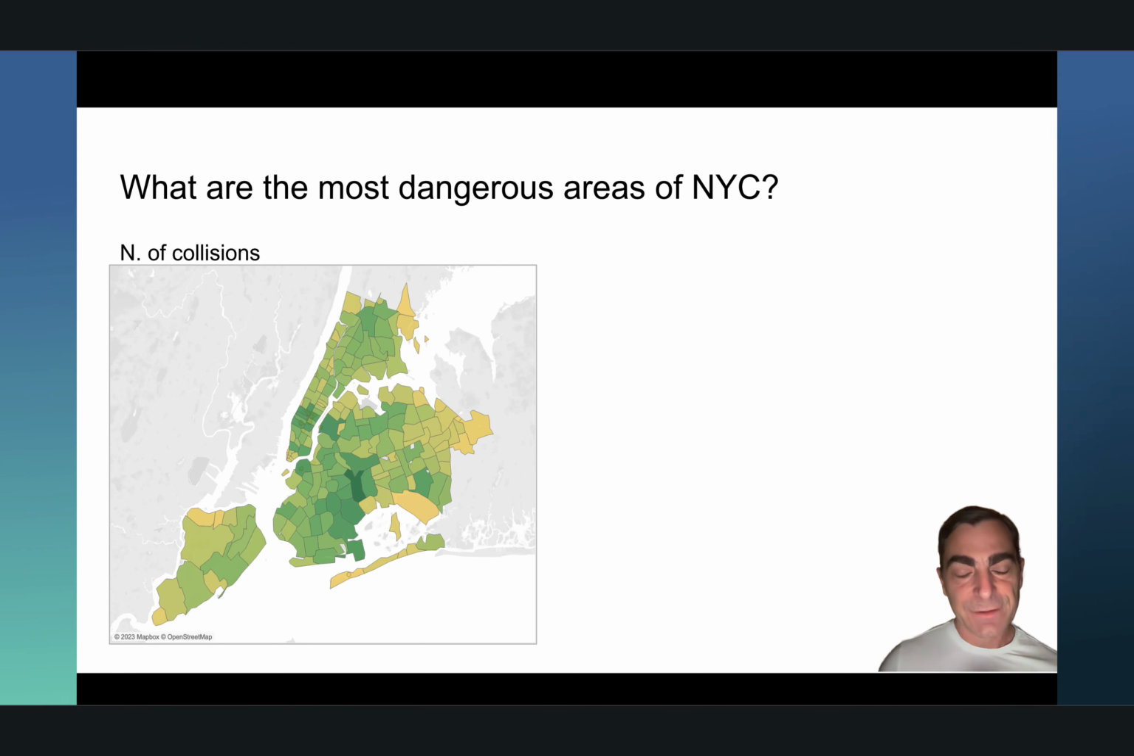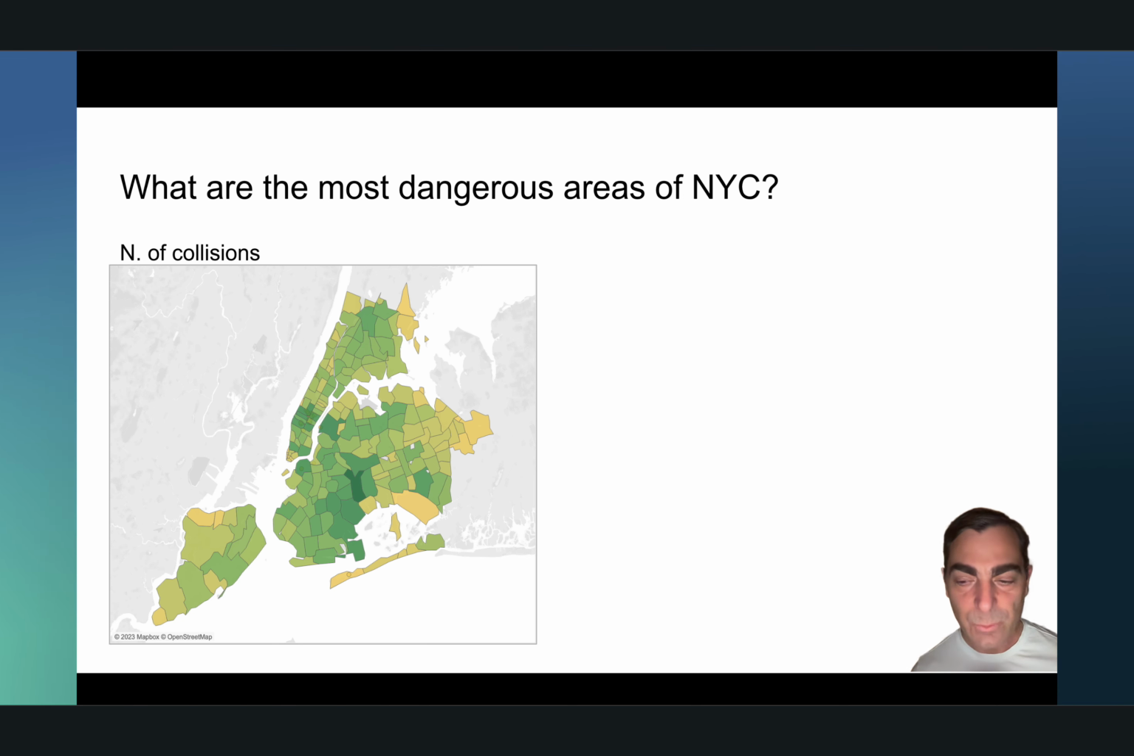If I have vehicle collisions in New York City, and I ask, what are the most dangerous areas of New York City? And I show you this map where every region represents a zip code, and the color represents the number of collisions. And once again, I ask you, what are the most dangerous areas of New York City? You would probably look at the darkest spot on the map and think, this is the place. This is where it's really dangerous, right?